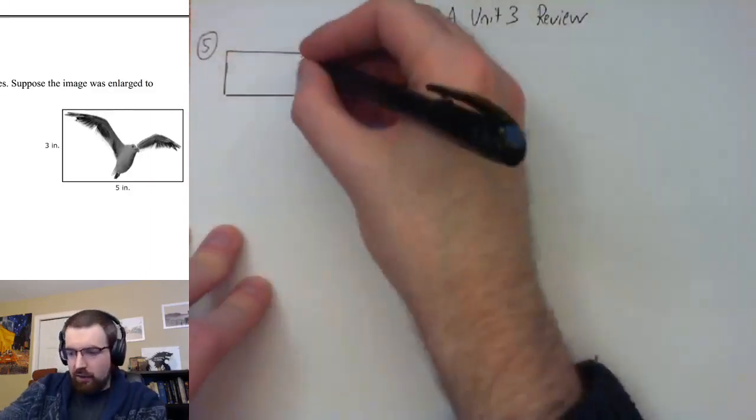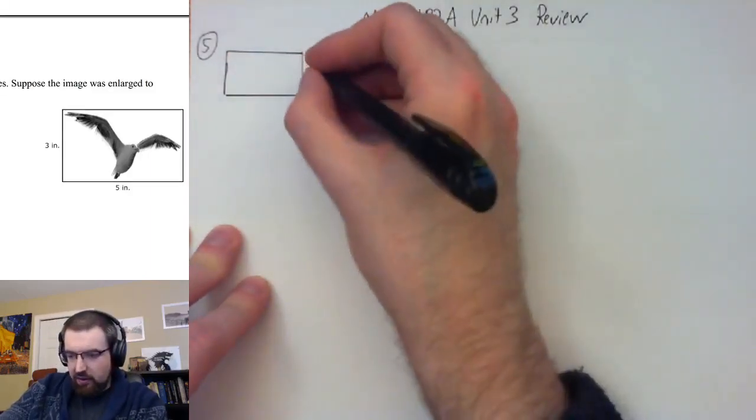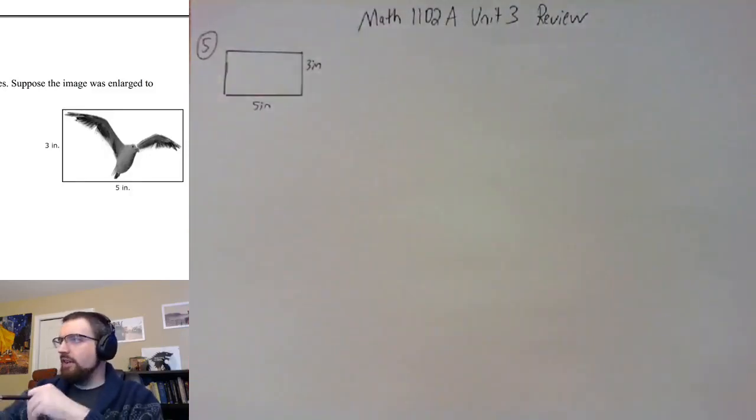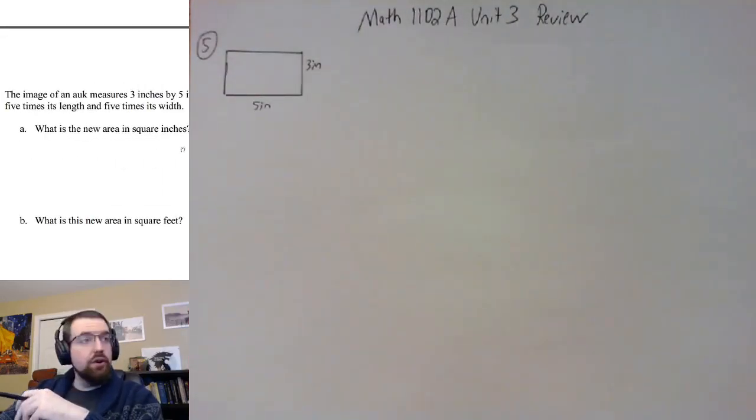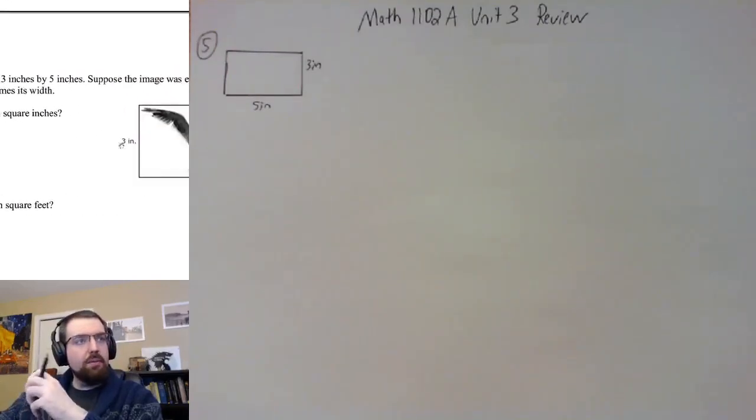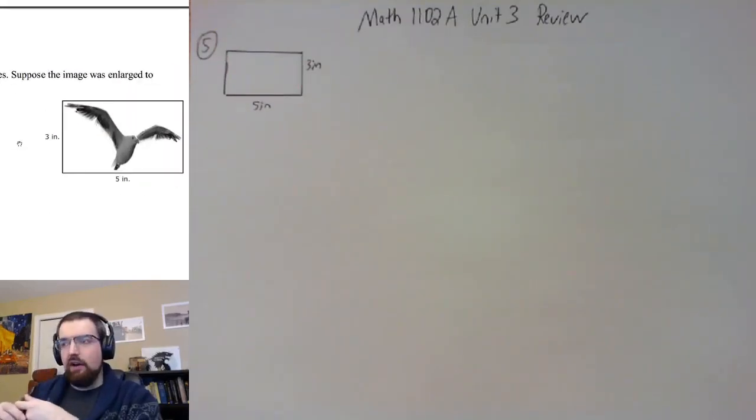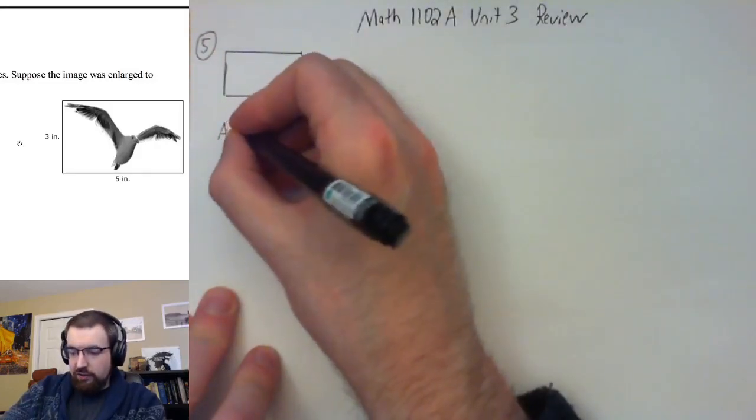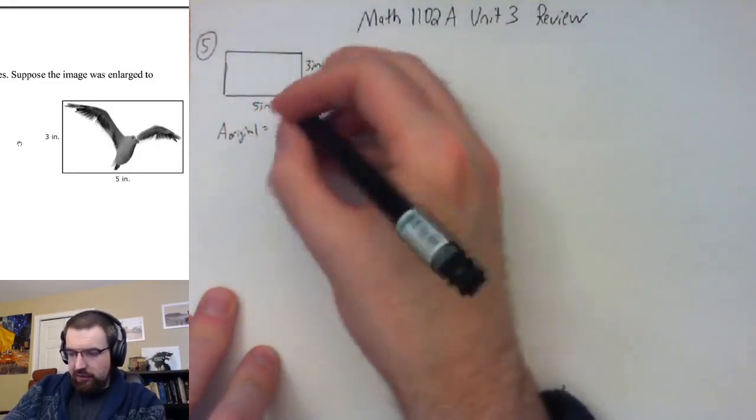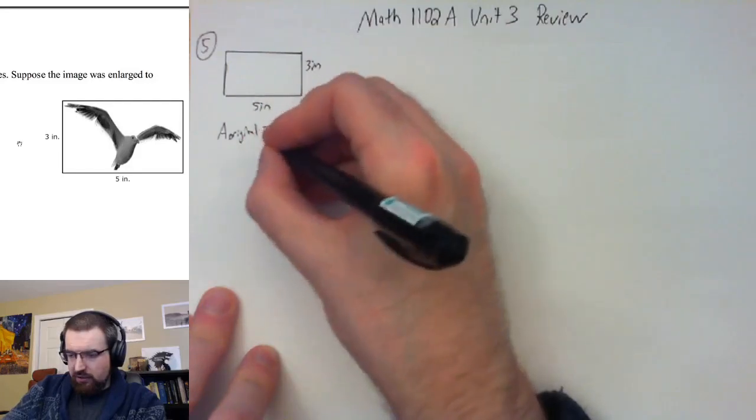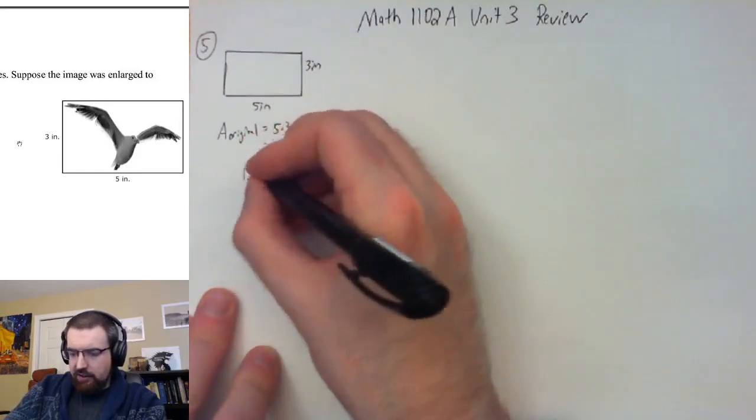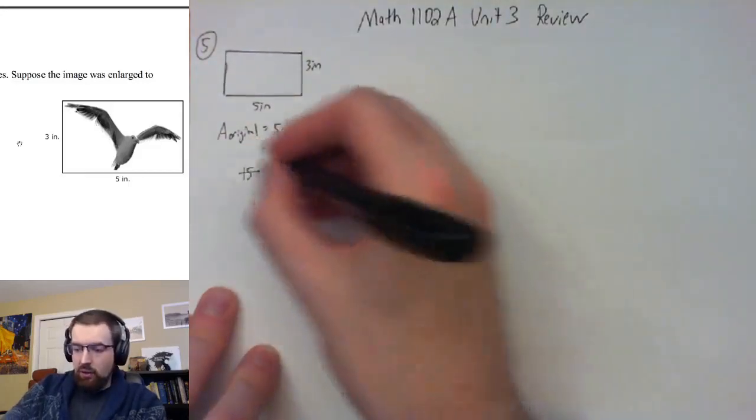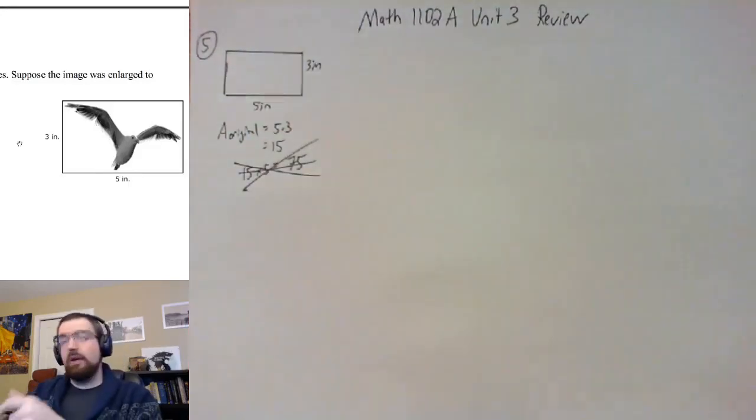Okay, and it's going to be 3 inches by 5 inches. Now you might be tempted, because it's asking us for the new area, to just go ahead and find the area and then multiply by 5, right? So the area of the original is equal to 5 times 3, which is 15. And then 15 times 5 is equal to 75. Is that what we're doing? No, that's not what we're doing. We're not doing that at all.